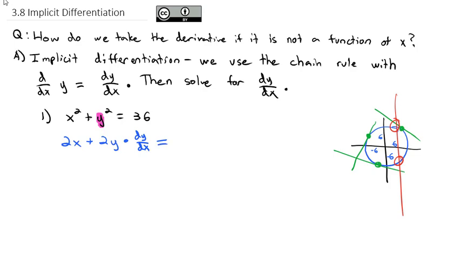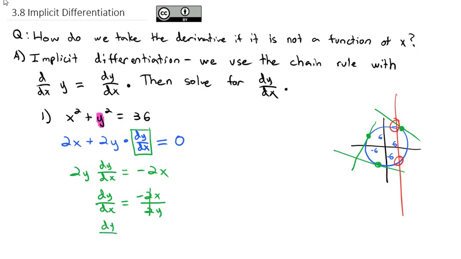equals, we'll do the same thing on the other side. The derivative of 36 is 0. And now I've got something that I can solve for dy dx. To solve for dy dx, we'll subtract 2x from both sides, and we have 2y dy dx equals negative 2x. Get the dy dx by itself by dividing by 2y, and we get negative 2x over 2y. Or by reducing out the 2s, we have dy dx is equal to negative x over y.